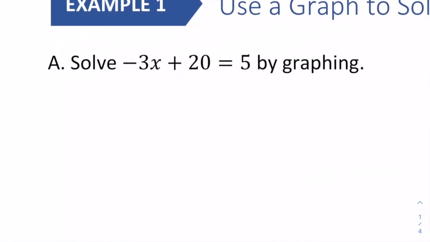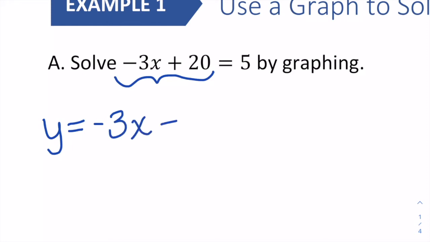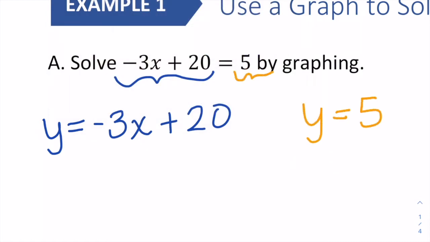And what we want to do is really split it into two different equations. So the left part will be one equation, y equals negative 3x plus 20. And then the second half, that's 5, we'll make that y equals 5, so that we have two separate equations that we're graphing.